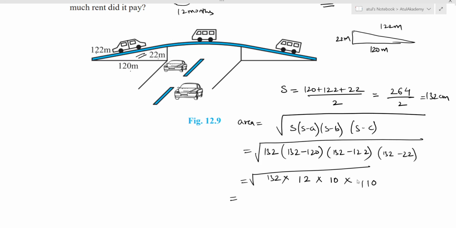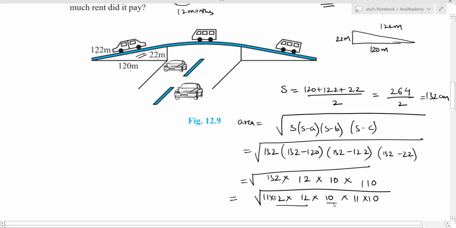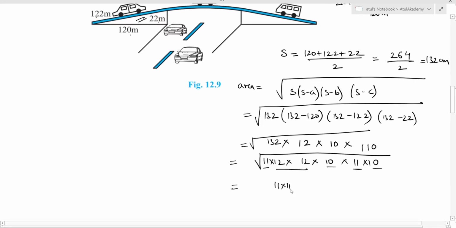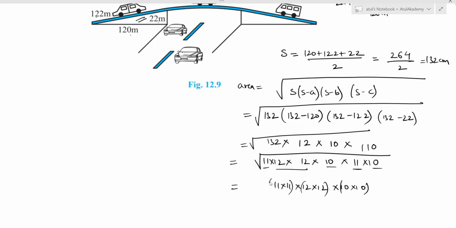When you multiply these values, it will become a little complicated to solve. Better you try to make factors in which you will get pairs. So 132 actually is 11 into 12, and 12, 10. 110 also I can say is 11 into 10. Okay, I look for pairs. For 12, one pair we have. For 10 also we have a pair. For 11 also we have a pair. So whenever you have pairs, you can take a single number from them because it's a square root. So what will I get? 11 into 12 into 10. So my area is 1320 meter square. I hope this part is clear, students, how I calculated the area of the triangle.